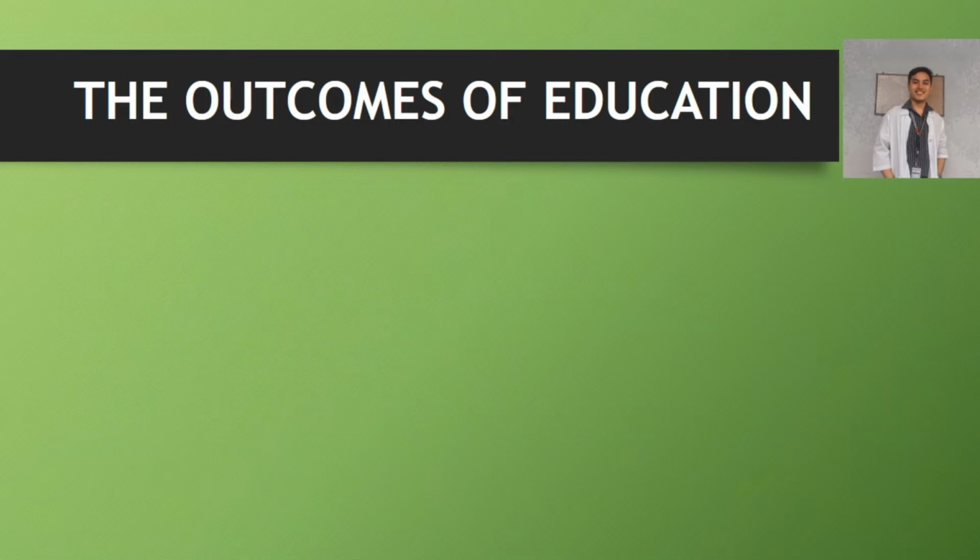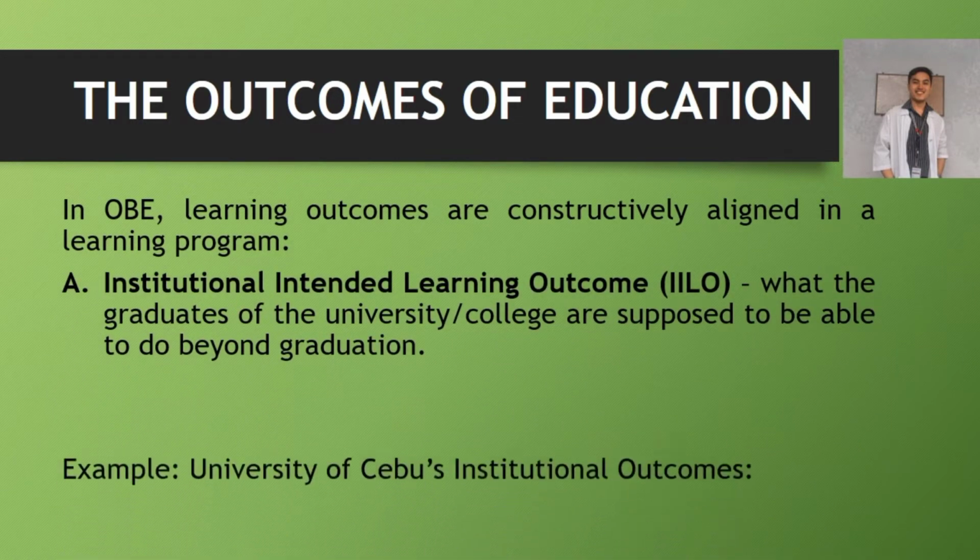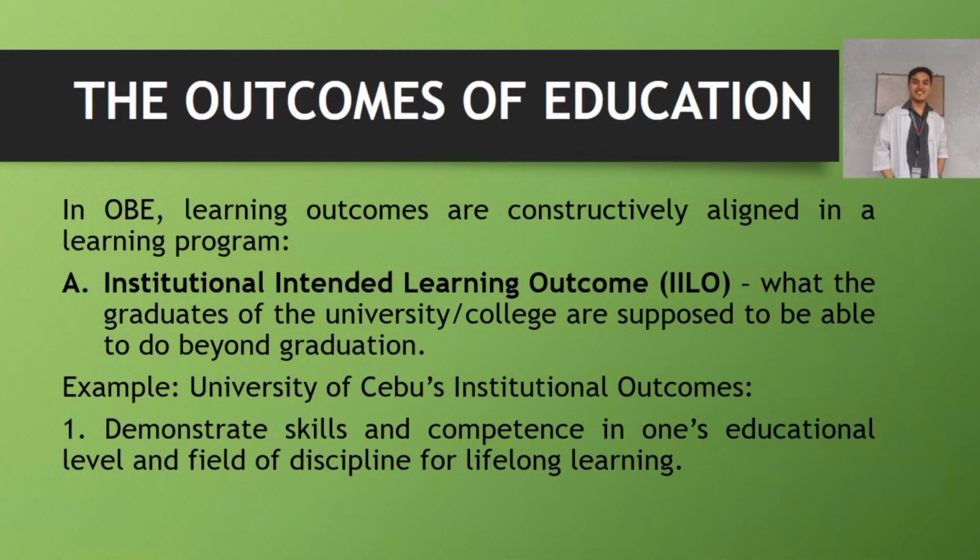So, moving on, in OBE, learning outcomes are constructively aligned in a learning program. The first one is the institutional intended learning outcomes, or the IILO. It is what the graduates of the university or college are supposed to be able to do beyond graduation. So institutional outcomes are statements of what the graduates of an educational institution are supposed to do beyond graduation, such as in our university. They are monitoring whether graduate students were able to land on jobs and such.